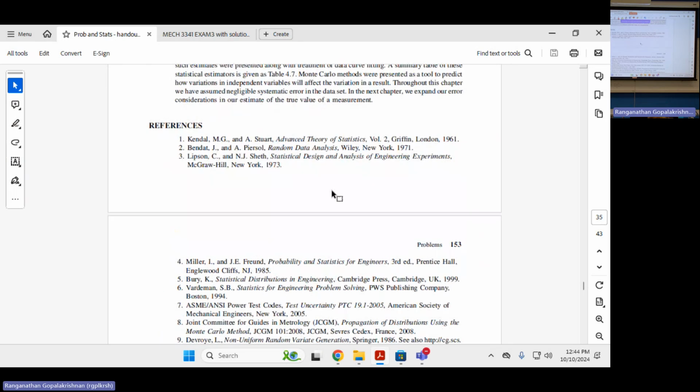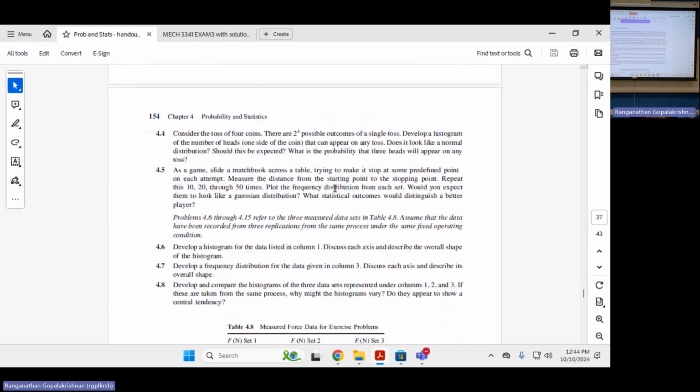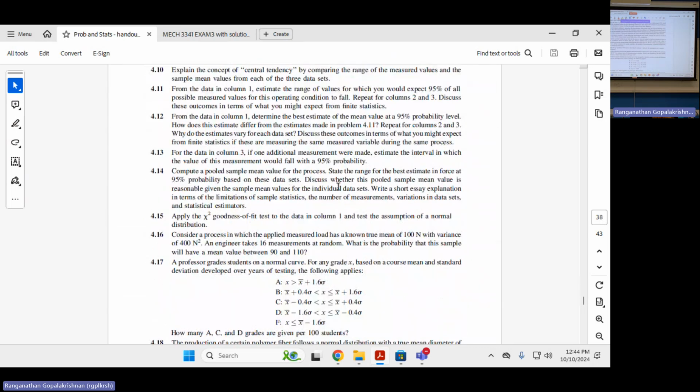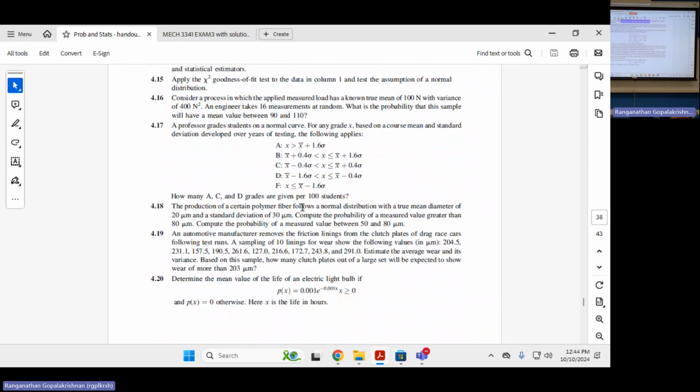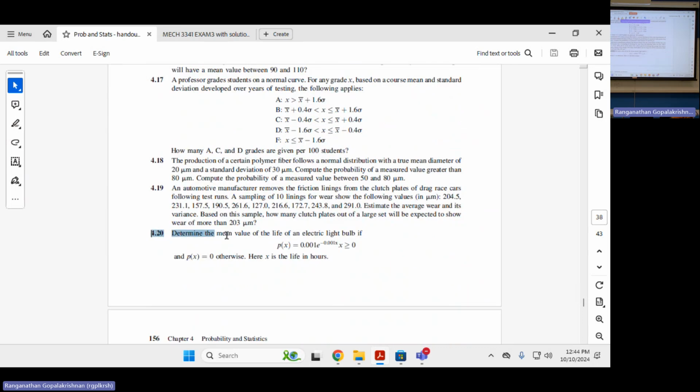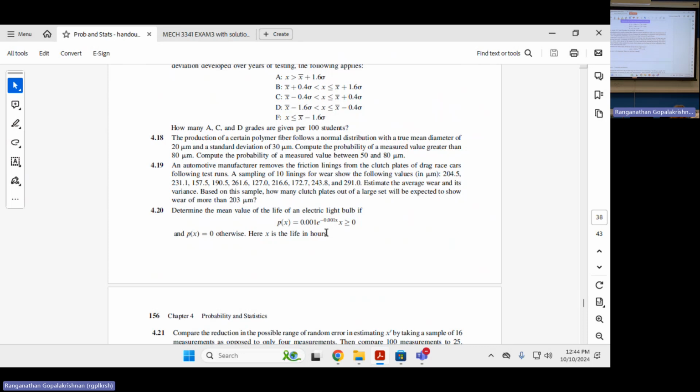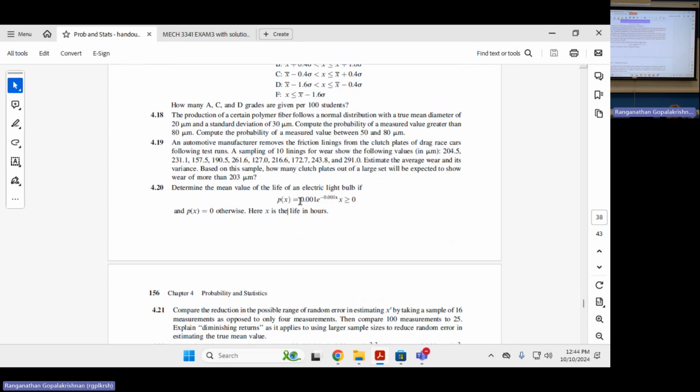And if you go at the end of the chapter problems, there are many problems on normal distribution and confidence interval. So please try some of those. Actually, if you look at problem 4.20, this is a very good question on Poisson distribution. So try looking at these as you practice.